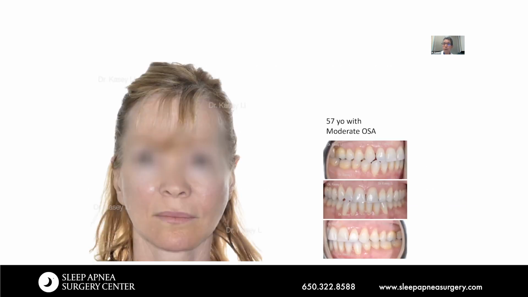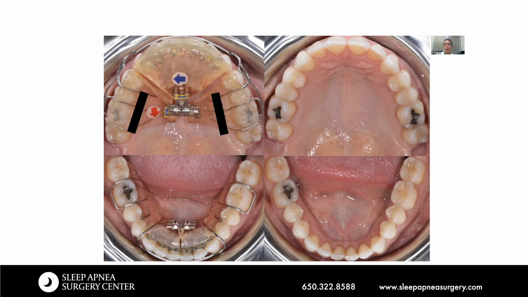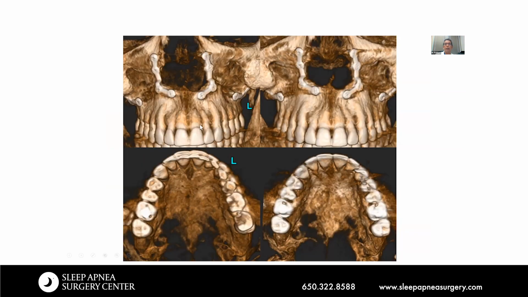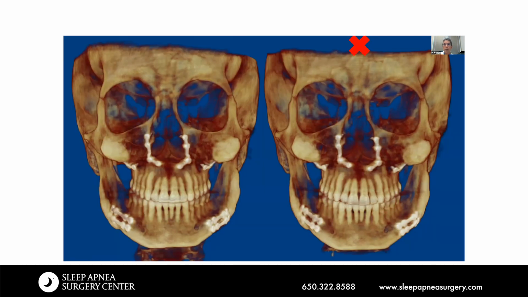Remember the 58-year-old who had this appliance that's put on her teeth. Basically, all it did was flare out her teeth. Nothing changed in her nose, right? The suture is still intact. She was no better.